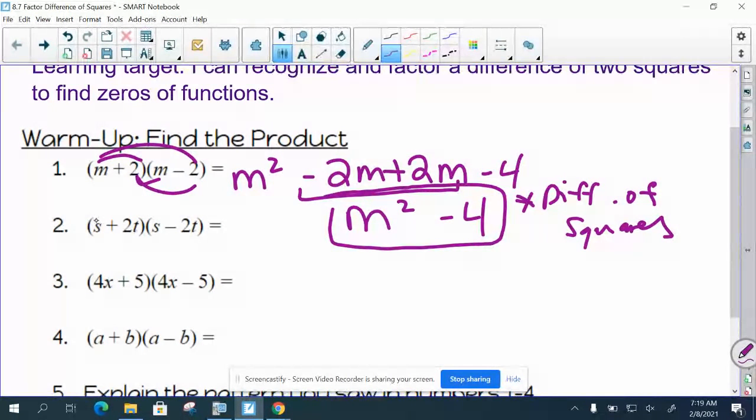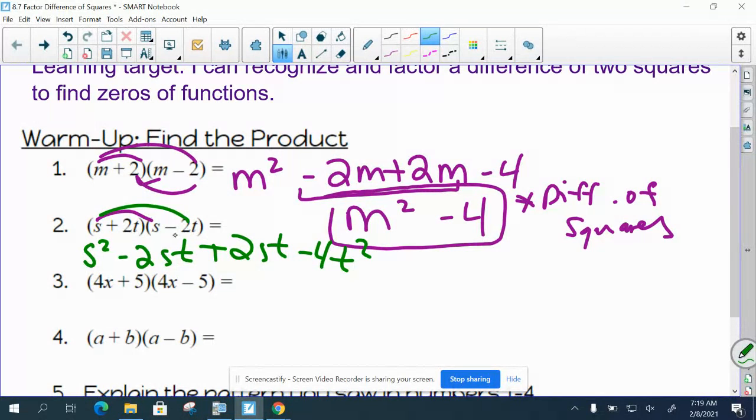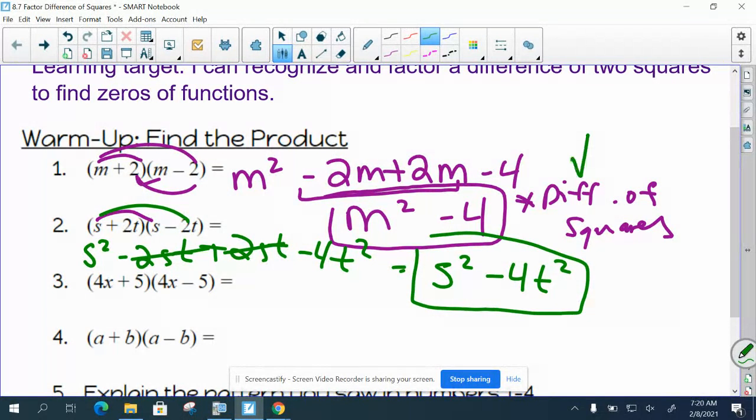For this example, you would have s squared minus 2st, and then plus 2st, and then the last term would be minus 4t squared. Once again, the 2st's cancel out, and you're left with s squared minus 4t squared. Another important part of the difference of squares is that it's not the addition of squares, it's the difference of squares. So it should always be subtraction in the middle.